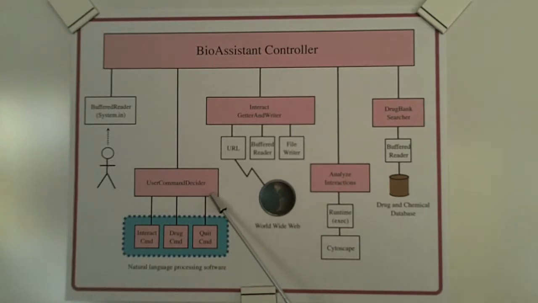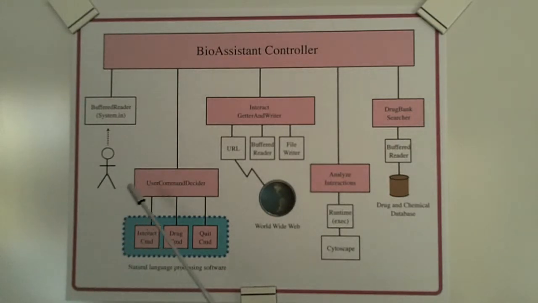Its responsibility is to control and interact with the other components in my system. This component is called the user command decider. Its responsibility is to take input from the user and determine which command is requested. In order to do this, it makes use of other natural language processing software that I wrote. This component is called the interact getter and writer. Its responsibility is to interface with other bioinformatics systems on the World Wide Web, collect protein-to-protein interaction data based on the user's command, and save it for future analysis.